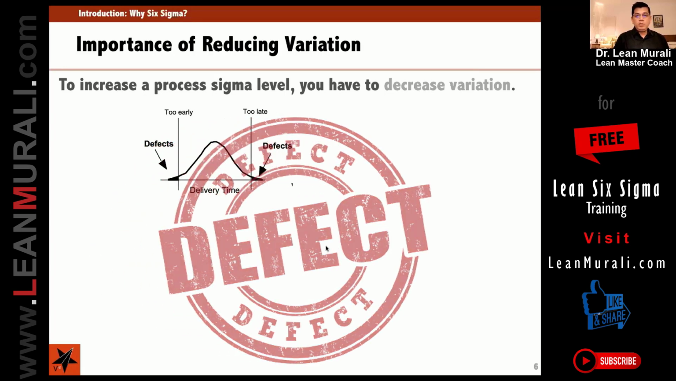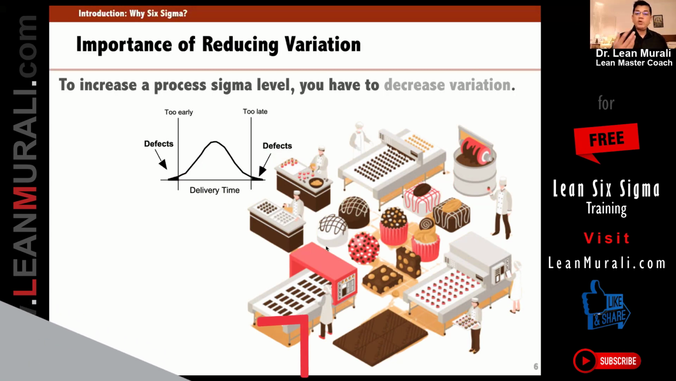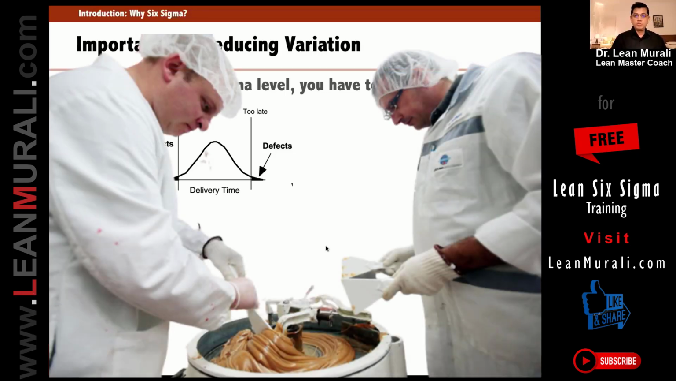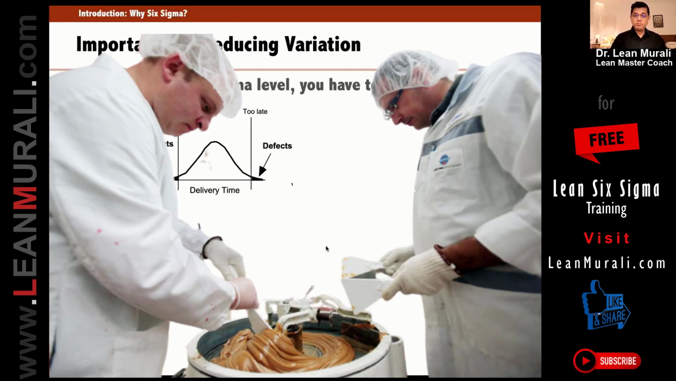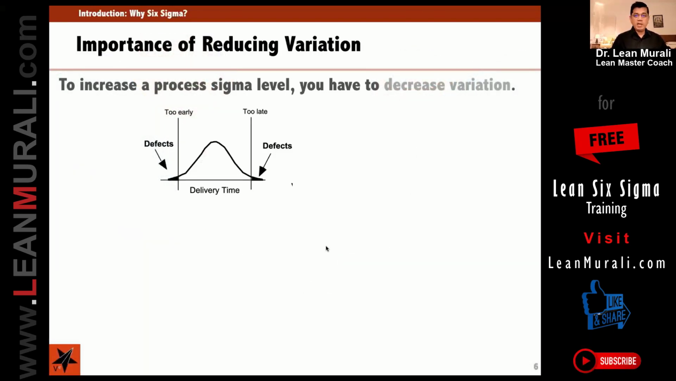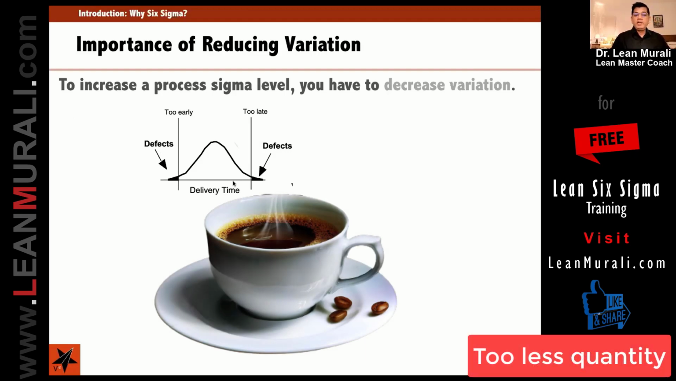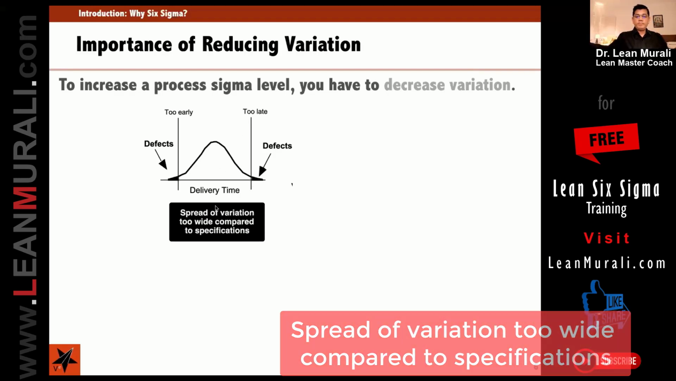Let's say you want to make these chocolates, sugar candies, and you are running the business. If there is too much material in the candy, you're going to lose on cost. If it is too little, the customer is going to think that he's being cheated. If you are having a cup of coffee, too little quantity is also a defect. Too much quantity is also a defect. So this is called spread of variation too wide compared to the specification.